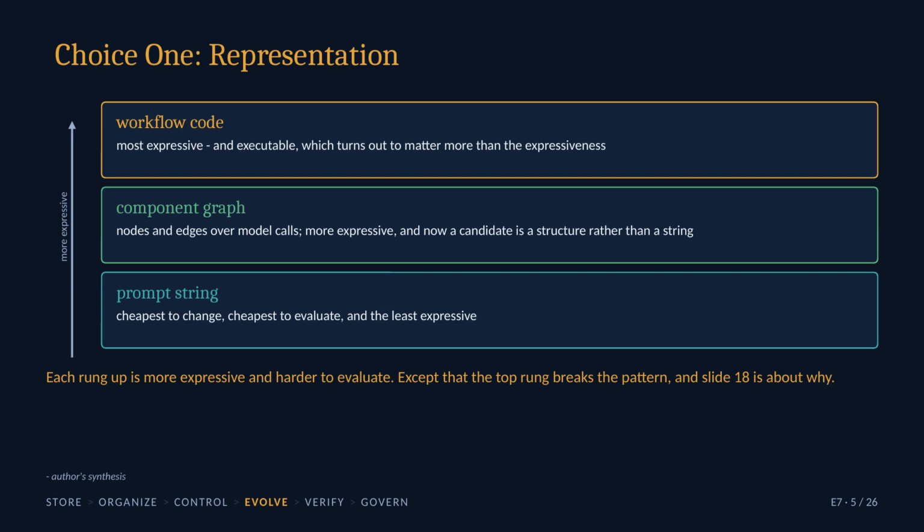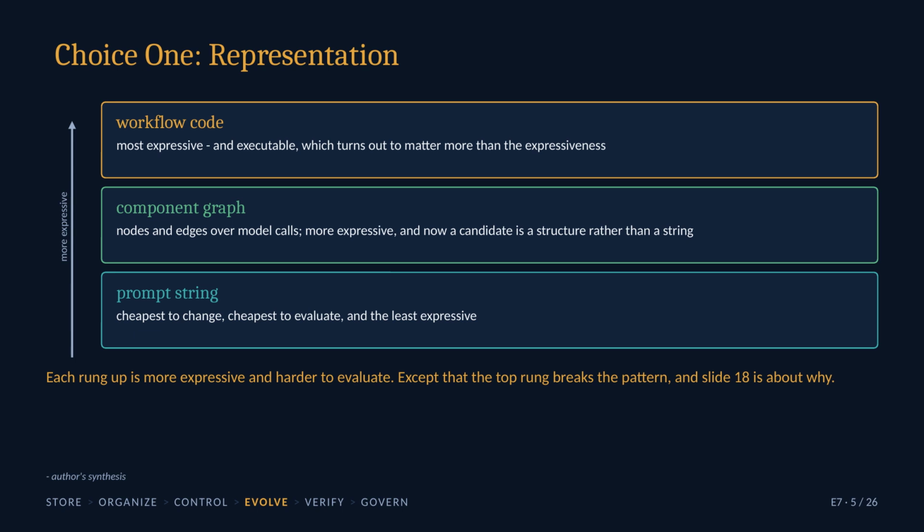First choice, representation. There is a ladder here. A prompt string is cheapest to change, cheapest to evaluate, and the least expressive thing you can optimize. A component graph, nodes and edges over model calls, is more expressive, and now a candidate is a structure rather than a string, which changes what an operator even means. And workflow code is the most expressive of the 3.